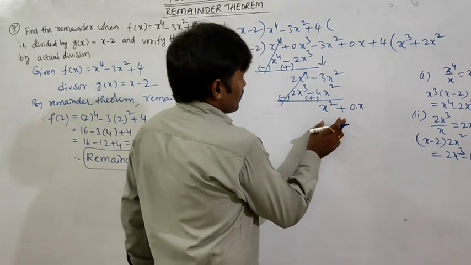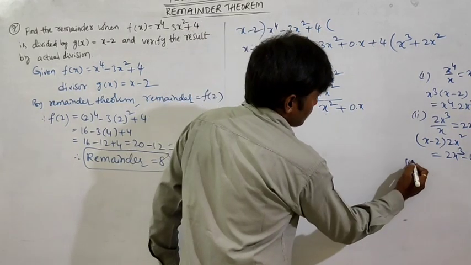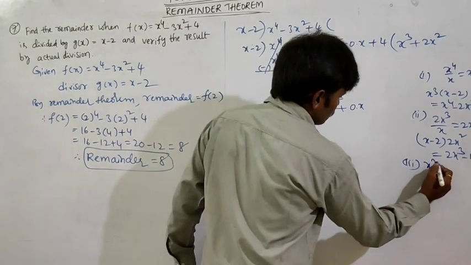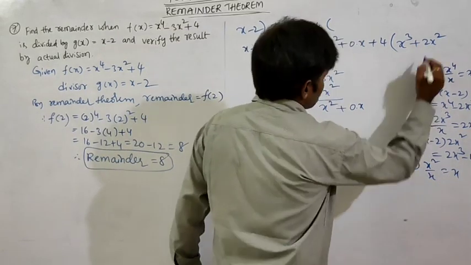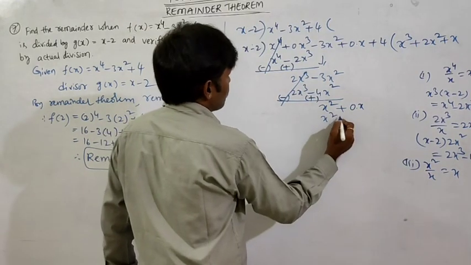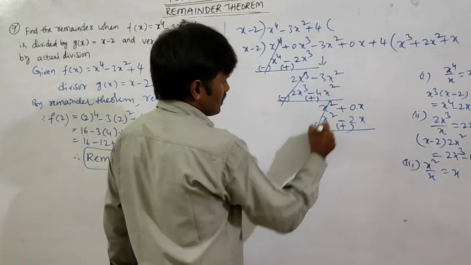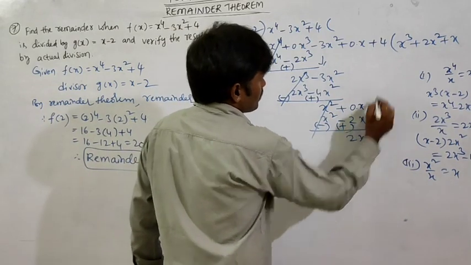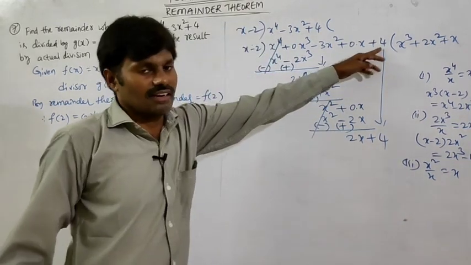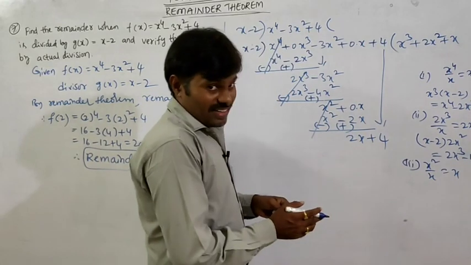Now what is the first term of the new dividend? So in step 3, x square by x, we get x. This is the third term of the quotient, and multiplying by x, it becomes x square minus 2x. Subtraction, signs will change, cancel. It is 2x. Next bring down the last remaining term. Okay. Now it is the new dividend for us.